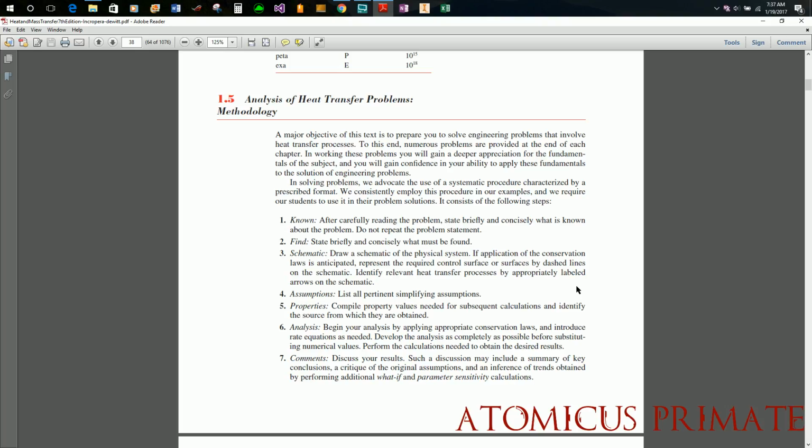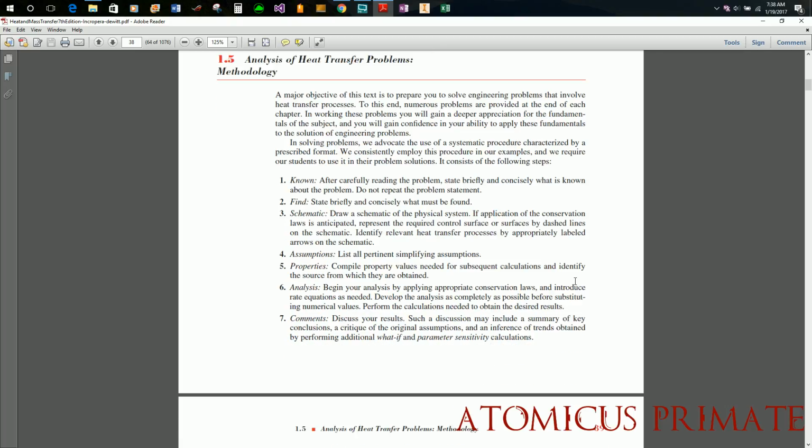A major objective of this text is to prepare you to solve engineering problems that involve heat transfer processes. To this end, numerous problems are provided at the end of each chapter. In working these problems, you will gain a deeper appreciation for the fundamentals of the subject, and you will gain confidence in your ability to apply these fundamentals to the solution of engineering problems. In solving problems, we advocate the use of a systematic procedure characterized by a prescribed format. We consistently employ this procedure in our examples, and we require our students to use it in their problem solutions. It consists of the following steps: known, find, schematic, assumptions, properties, analysis, comments.